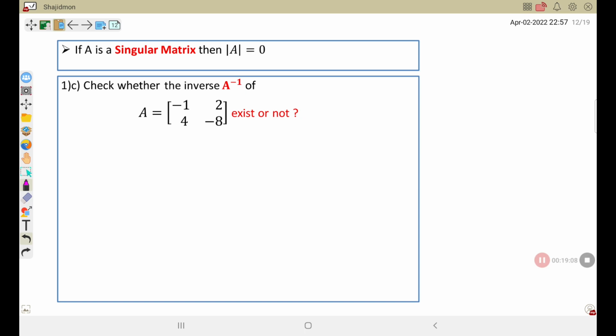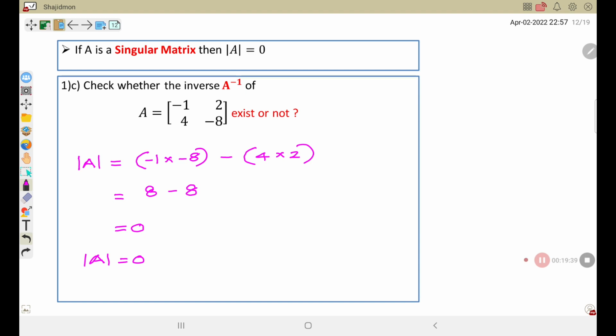We can find the inverse or not, correct? So what we need to do is just check the determinant of A. Determinant of A equals the main diagonal numbers, minus 1 multiplied by minus 8, minus the off-diagonal numbers, 4 multiplied by 2, which is 8 minus 8. 8 minus 8 means the value is equal to 0. That means determinant A equals 0.